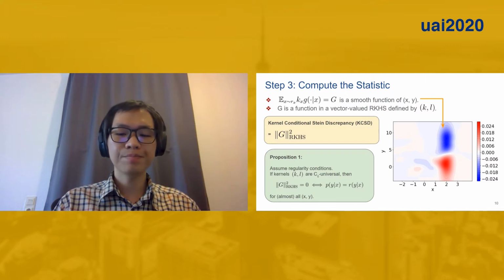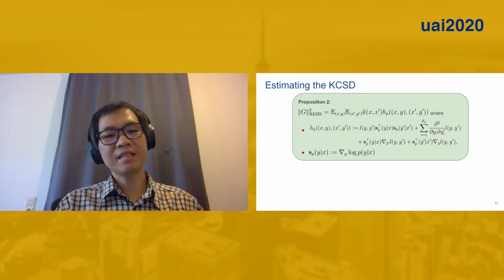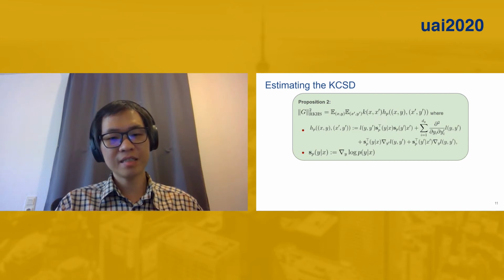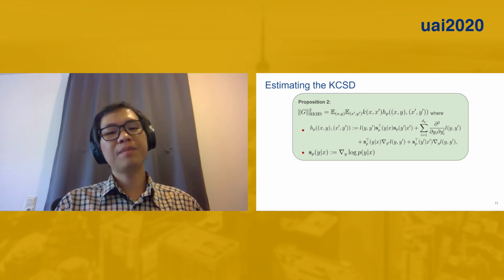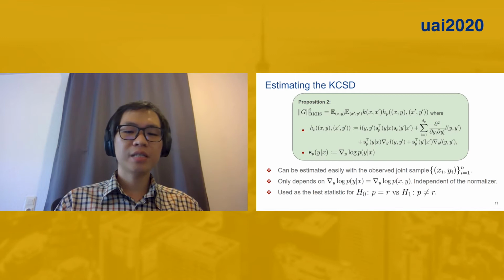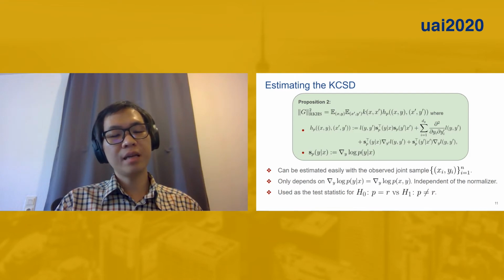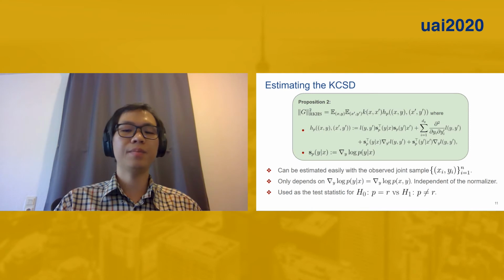Okay, this is nice. But then the next question is, can we compute it? And the answer is yes, we can compute it by using this expression. It looks complicated, but it's actually not. It's just a double expectation of some function that you can compute. And the key point to take away is that we can replace this E with an empirical average, and it depends only on the gradient of the log density, which is actually independent of the normalizer.